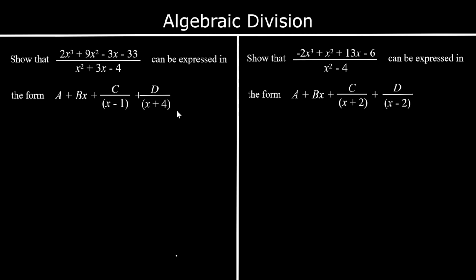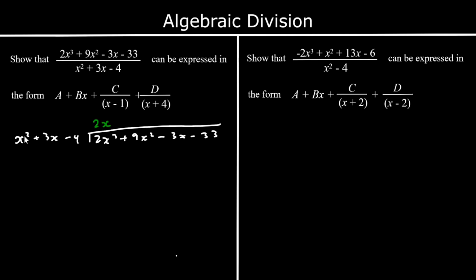Let's do the division this time. So let's have x squared plus 3x minus 4 and 2x cubed plus 9x squared minus 3x minus 33. So 2x cubed over x squared is 2x, times by the x squared plus 3x minus 4. So 2x cubed plus 6x squared minus 8x. Take away. 9 take away 6 is 3. Negative 3 plus 8 is 5. Bring down the next one.